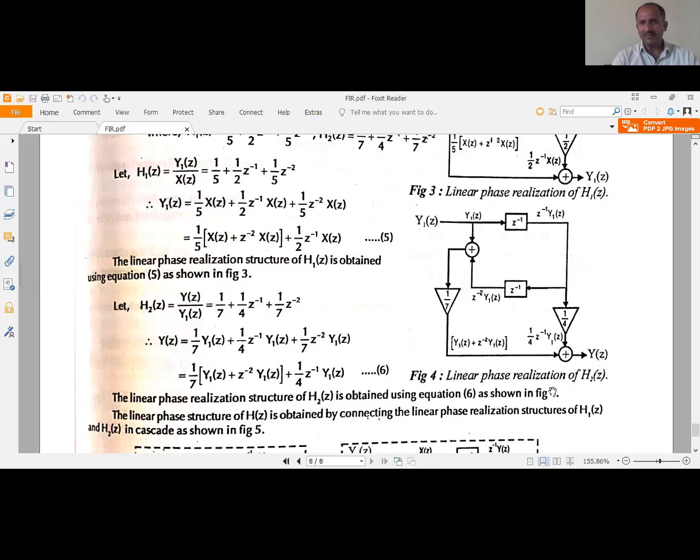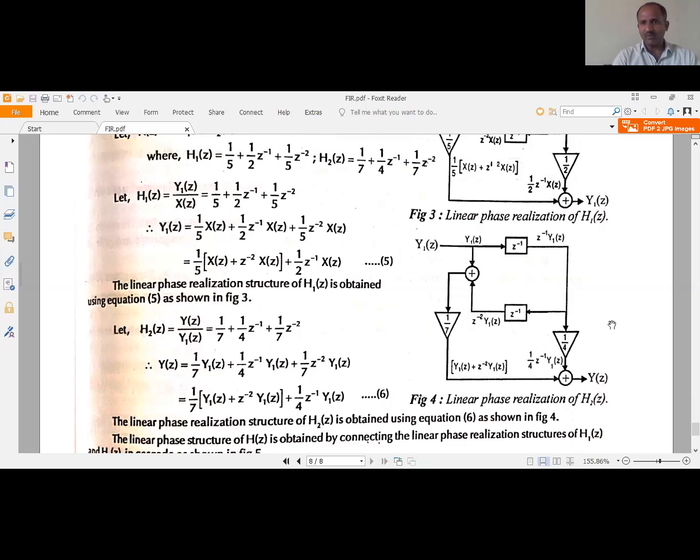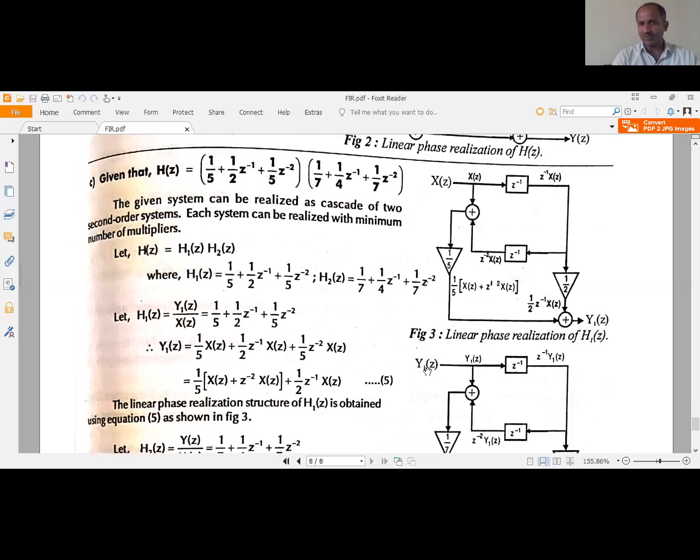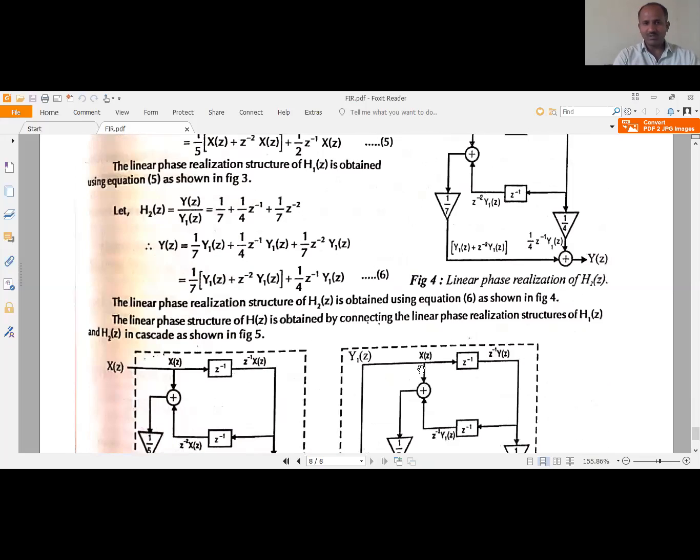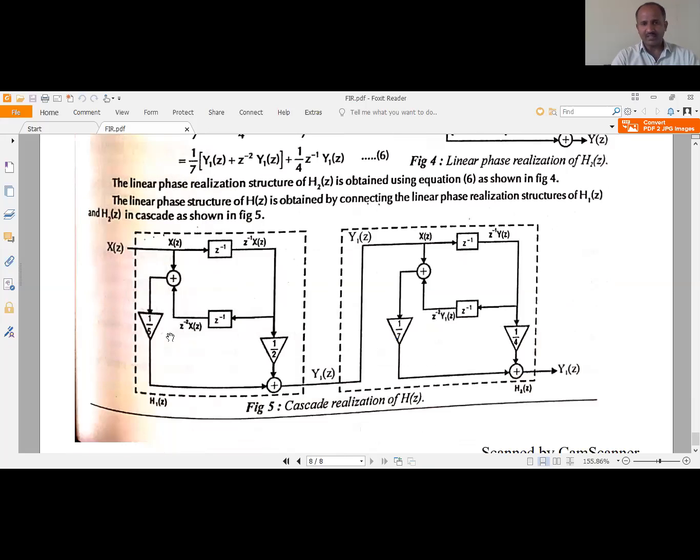And finally, you have to connect the output of system number 1, y1 of z, as the input of system number 2. You have to connect them in cascade manner, that is h1 of z and h2 of z. So this is the overall structure of h of z. This is the structure for h1 of z, and this is the structure for h2 of z. While combining these two, you will get the overall cascade structure by using linear phase realization.